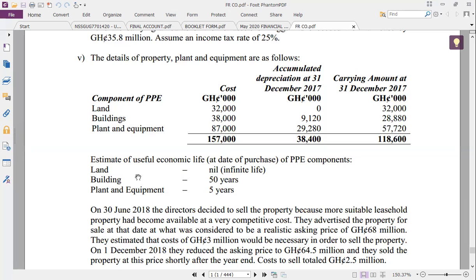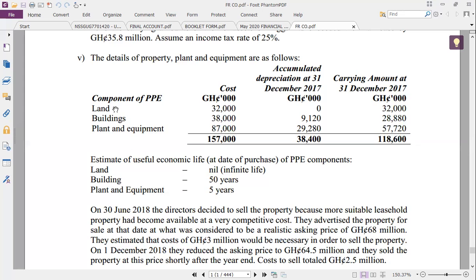Good. So why? The reason is this: land does not have what? An active or definite useful life. So on what years are you going to depreciate the land? Not at all. So that's why we don't depreciate the land. Instead, you test for impairment. All assets that do not have an active life, you don't depreciate them. You test for impairment annually, whether that asset has been impaired.